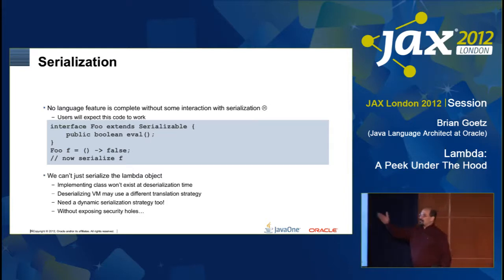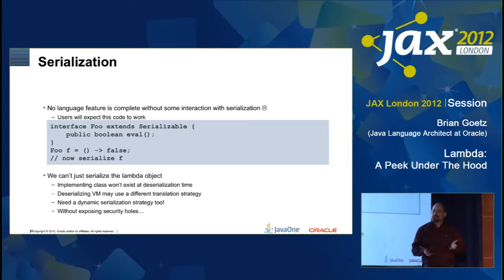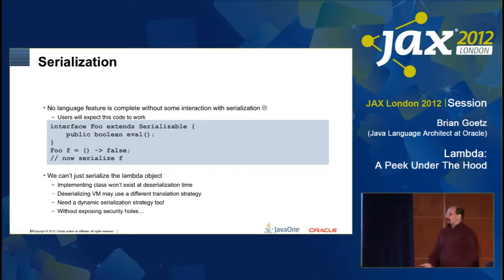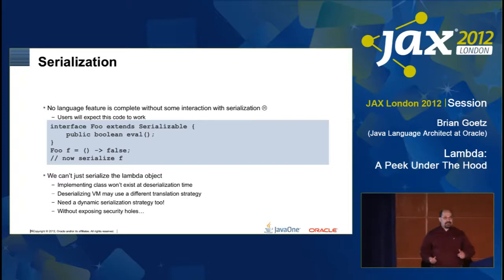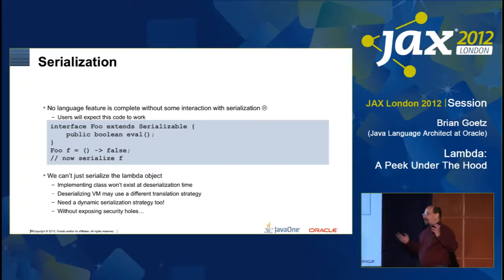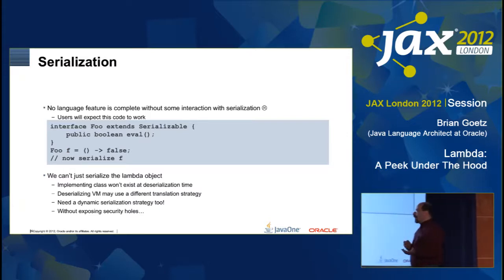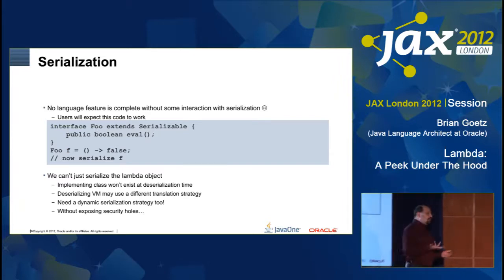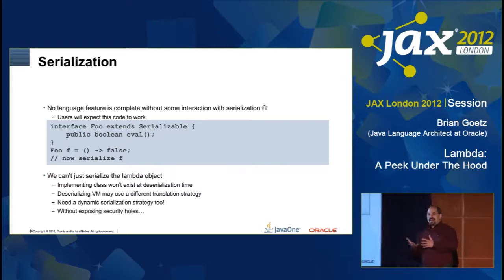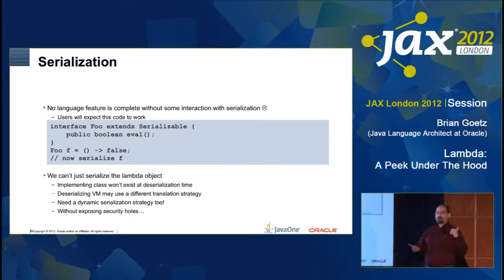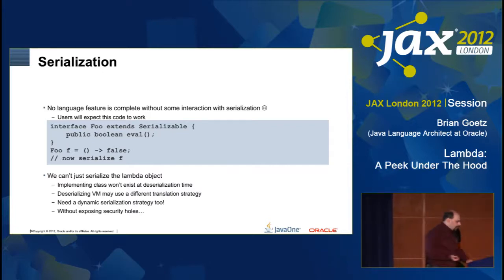Well, the class associated with Foo here is dynamically generated. So we can't just serialize that because it won't exist when the user goes to deserialize it in the other VM. And even if it did, the other VM might be using a different translation strategy. So it can't just deserialize the implementation. It has to rebuild it from the recipe. And so just as we have a dynamic translation approach, we need a dynamic serialization approach. And we need to do that without exposing new security holes, because Lambda bodies get desugared to private methods, but we don't want to open up yet another way that serialization might let you call private methods that you're not supposed to. So, a lot of pain here.